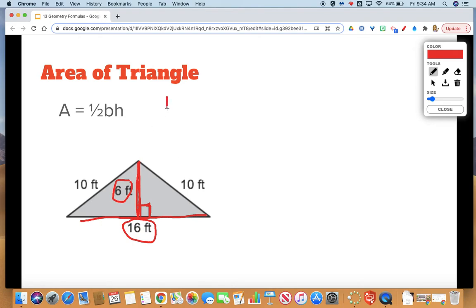Let's plug those in. We have half times 16 times 6. Like I said, on a calculator, you can plug in half by typing 0.5 times 16 times 6. I got 48 feet squared. Or you can also take 16 times 6 and then divide by 2. That will also give you half.